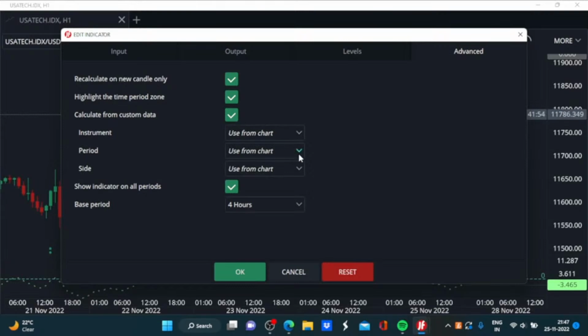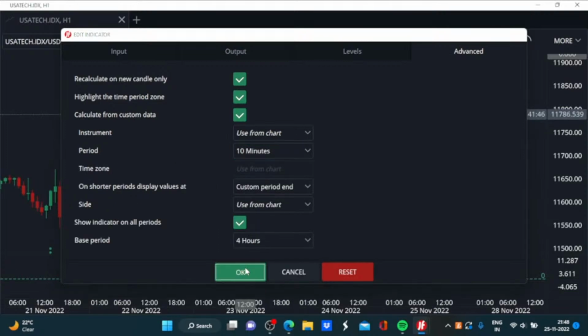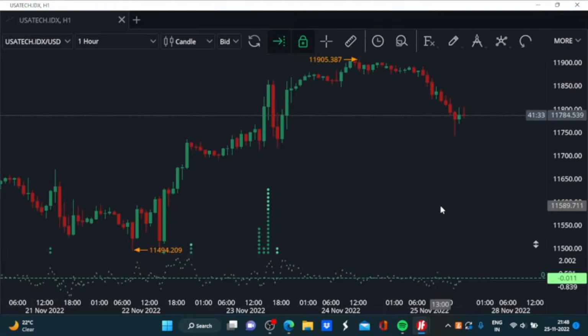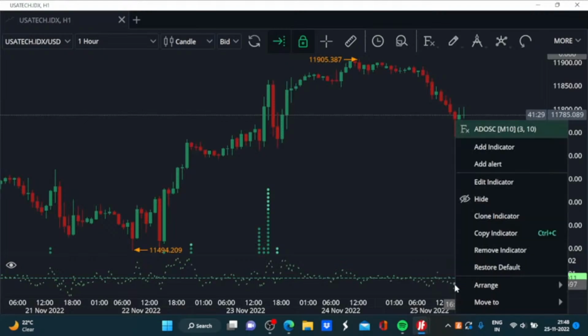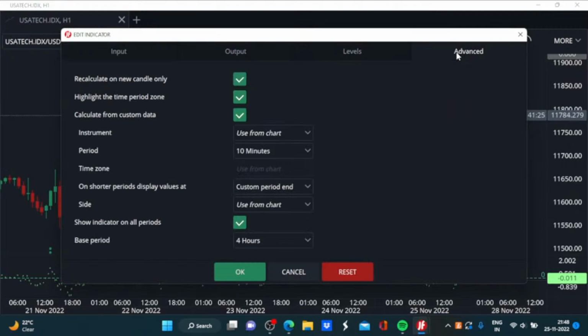The calculation period can be customized. You can use it from the chart, or you can keep it predefined. So you get this option as well. Now suppose you want to get the calculation done using each candle of 10 minutes each, regardless of what's the chart's candle period, you can do that as well. All right. Or you can simply use it from the chart.